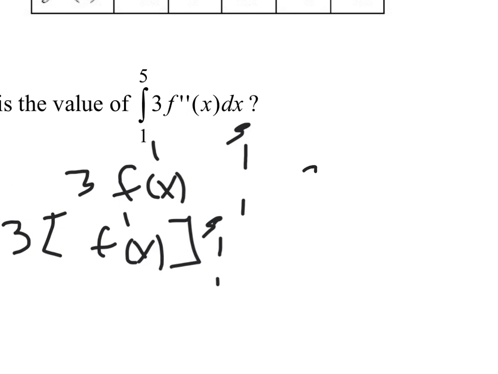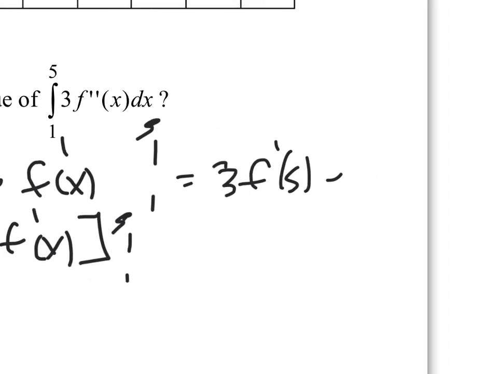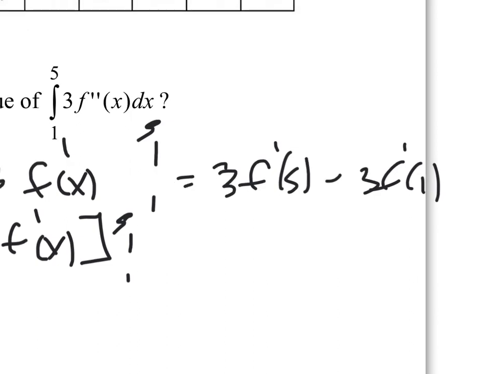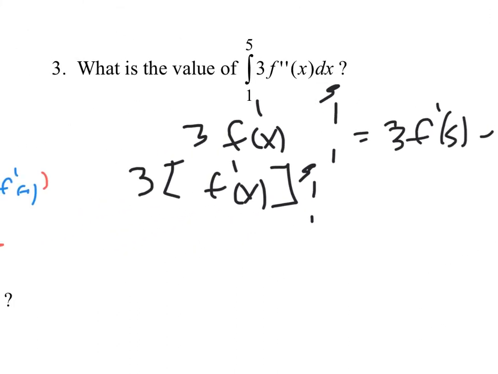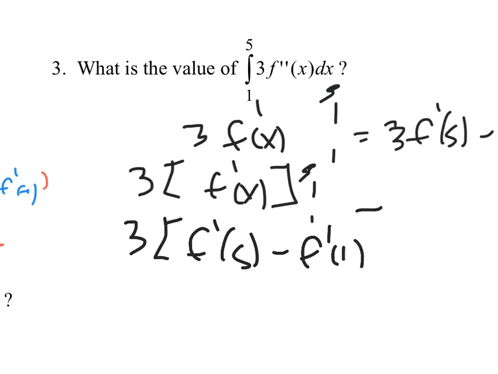You can actually do equals 3f prime of 5 minus 3f prime of 1. But then you're writing the 3 twice. And that's fine. You can do that. Some people factor it out and just do 3 times f prime of 5 minus f prime of 1. Either way is acceptable.